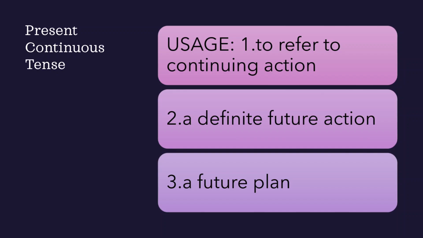Next, a definite future action. He is going out of town tomorrow. I'm going to Delhi tomorrow. Right? Third one, to refer to a future plan. I am planning to buy a gift for my mother. So, for a future plan, also present continuous tense can be used.